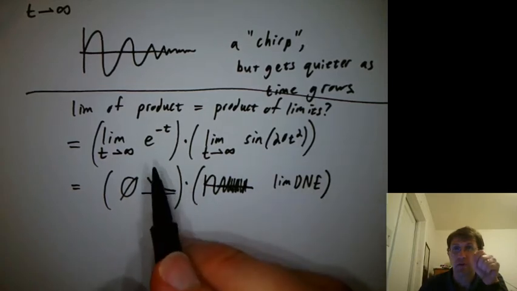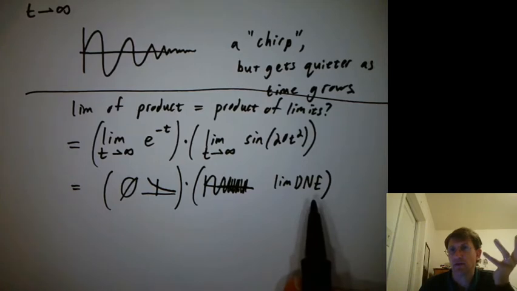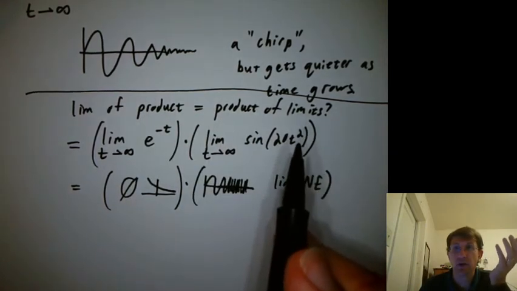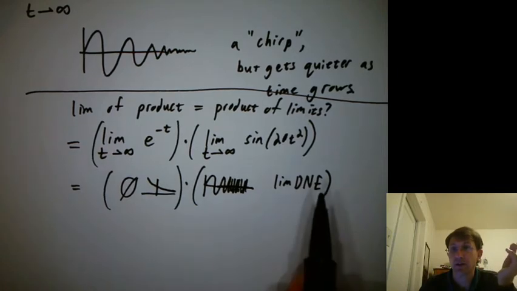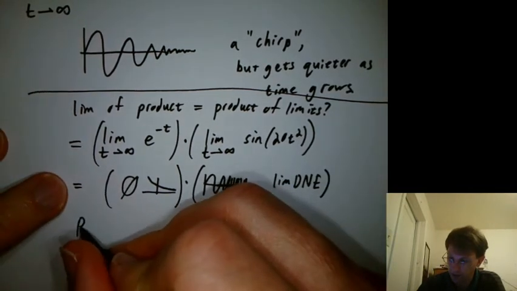And so what's our overall limit? Is it 0 times DNE? What is that? Well, this whole rule that the limit of a product equals the product of the limits only works if all the limits exist, and this one doesn't exist, so this rule doesn't even apply.